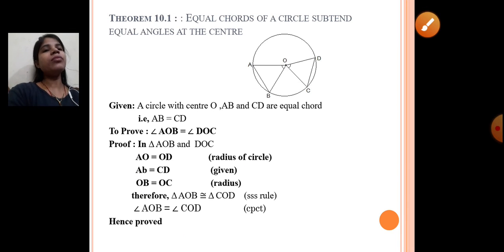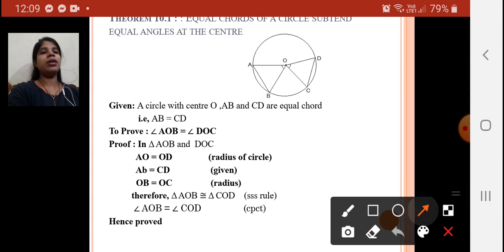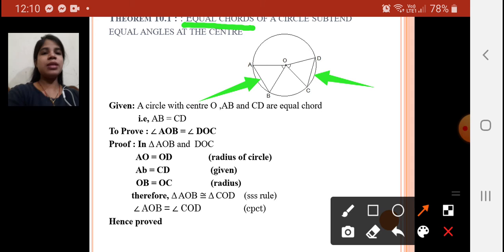Now we will come to theorem 10.1. What does theorem 10.1 say? It says that equal chords of a circle subtend equal angles at the center. So what is given here? It is given that the chords are equal. And then they are saying that equal chords of a circle subtend equal angles at the center. This we have to prove.